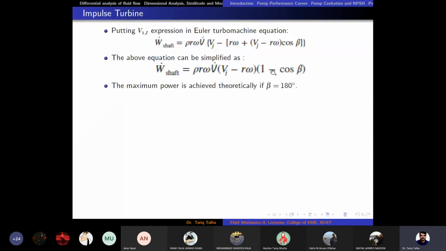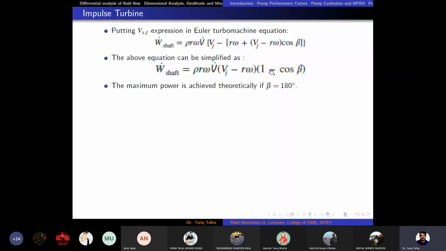Now, by this relation, if we want to see the maximum power which can be extracted, that can be when beta is equal to 180 degrees, because in that case cos of 180 would be minus 1.